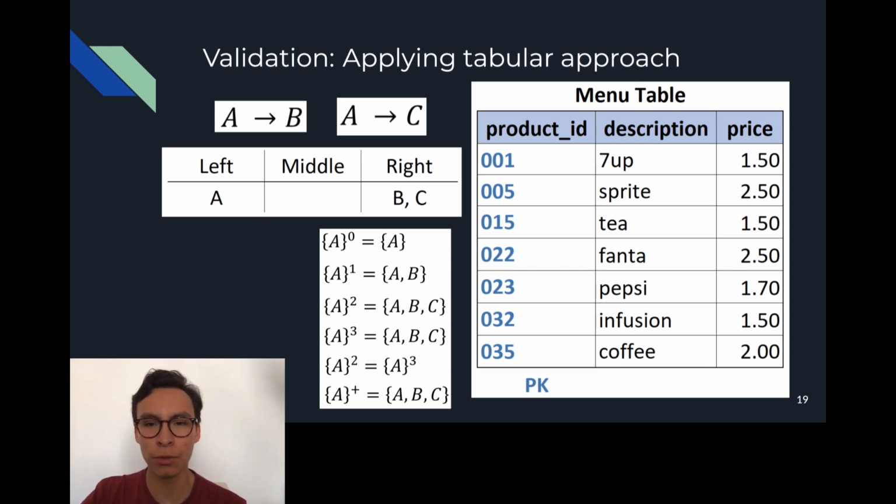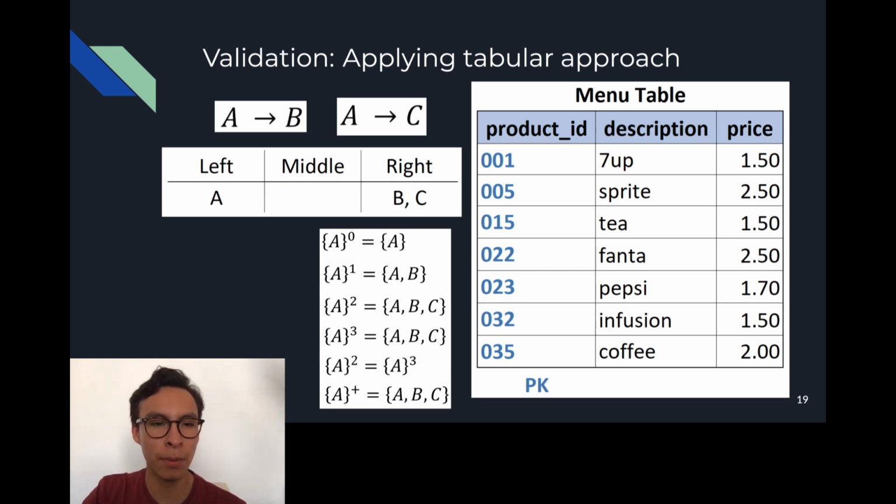We begin with the menu table. The menu table is comprised of product ID, description, and price. With product ID, we can find the description and also the price. So the relationship would be A leads to B and A leads to C. And we proceed to divide them.